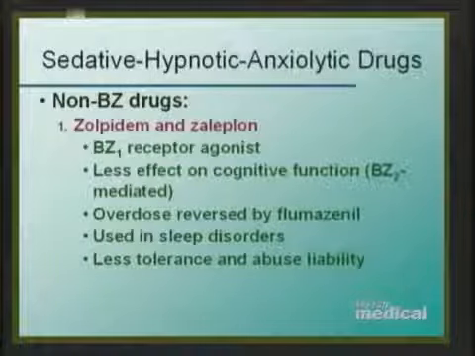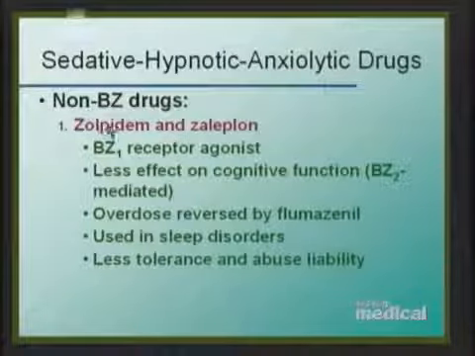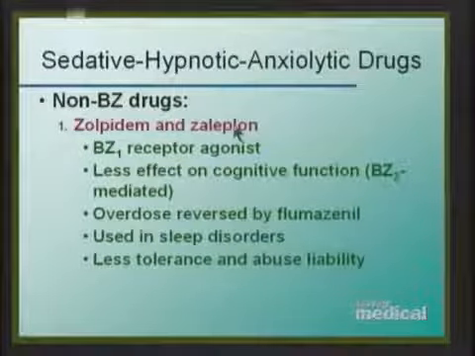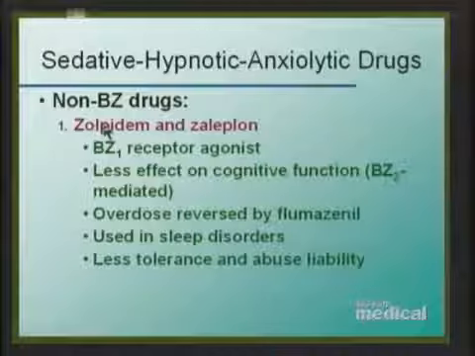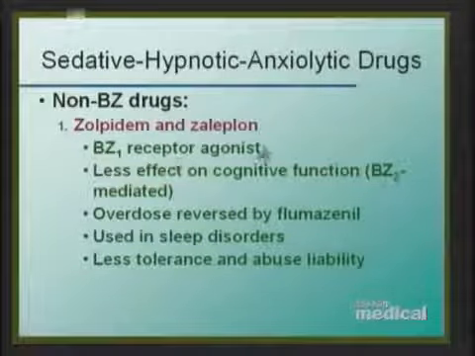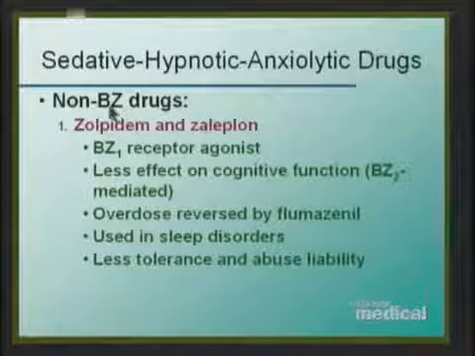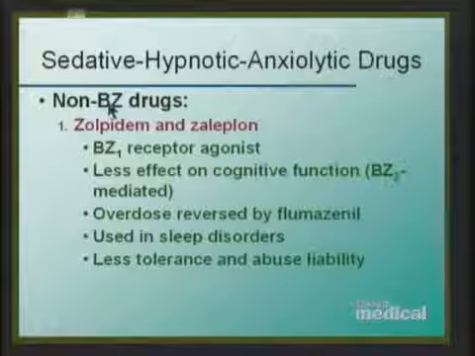benzodiazepines or barbiturates that may either be used for sedation or that may be used for anxiolysis. Non-benzodiazepine drugs include zolpidem and zaleplon, the famous Z drugs. And those Z drugs are BZ1 receptor agonists. Now notice, they're not benzodiazepines. In other words, they don't share the structure of benzodiazepines.